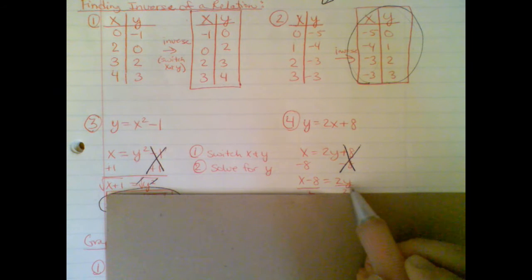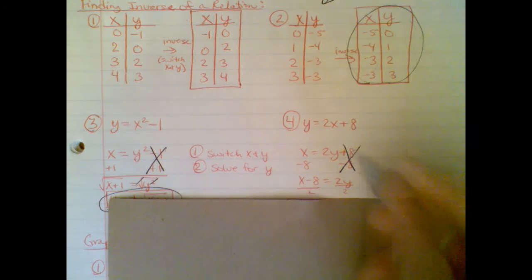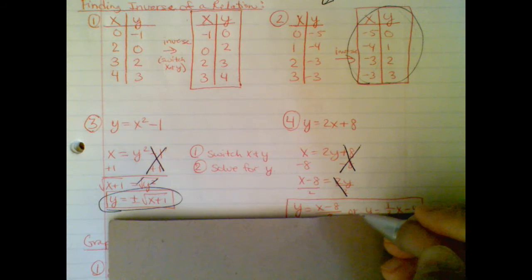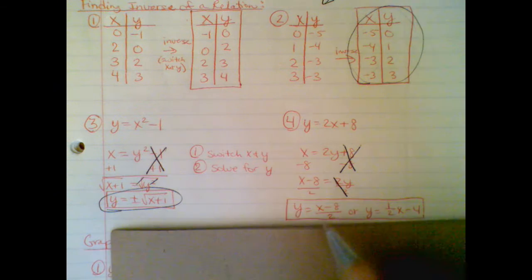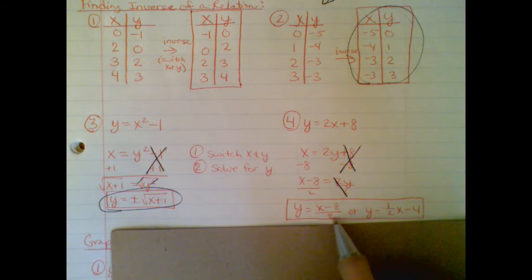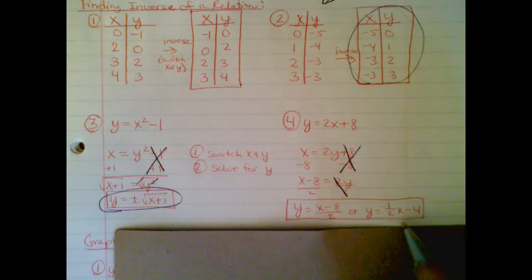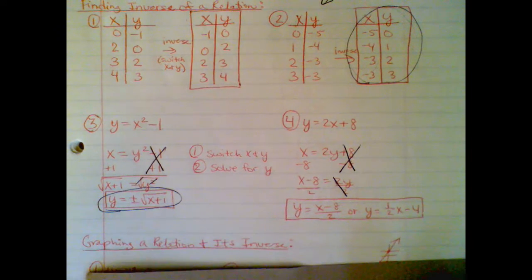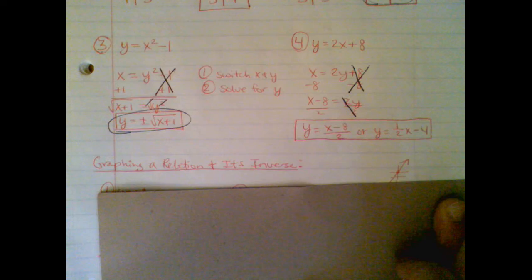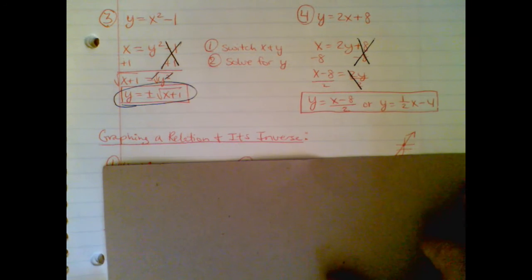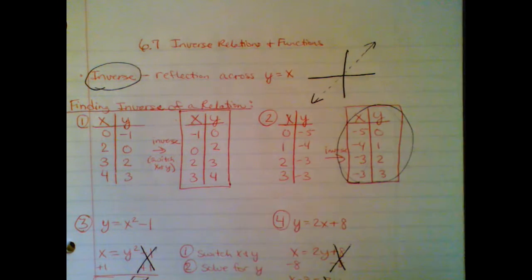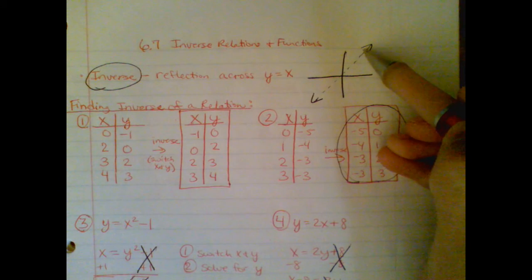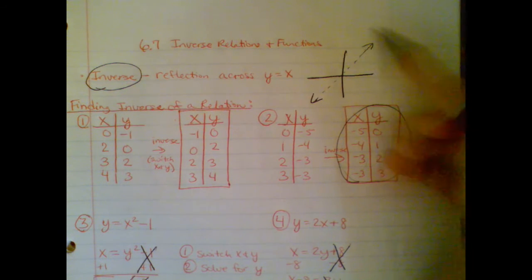We have to get this y by itself, so now we divide by 2. So we get y equals x minus 8 divided by 2. Or you can divide both of these terms by 2 and get y equals 1/2 x minus 4. Now we're going to take a look at the graphs of a function and its inverse. And notice again the inverse, we're just finding the reflection across this line y equals x, so that diagonal.